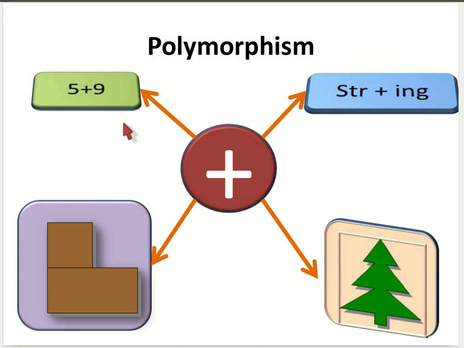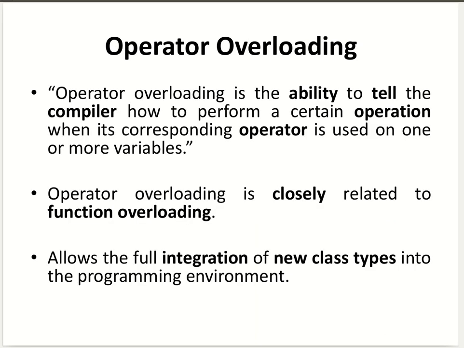In this case, if I am applying the plus operator to two integers, it will produce a result of 14. If I give the plus operator two strings, two string operands, it will produce a bigger string with the concatenated result. If I use the plus operator for adding two polygons, here triangles, it will produce this result. That is polymorphism, and operator overloading is another type of polymorphism.